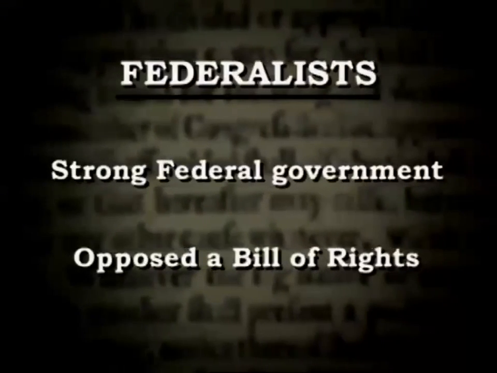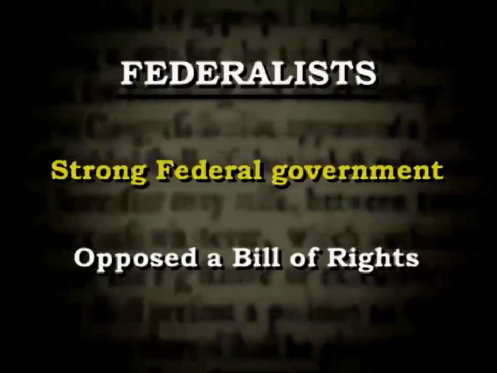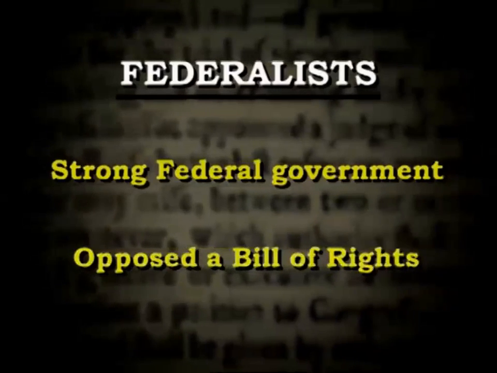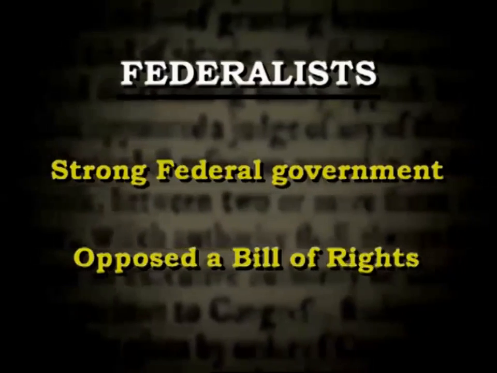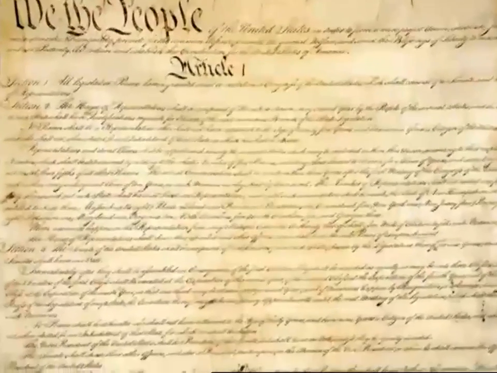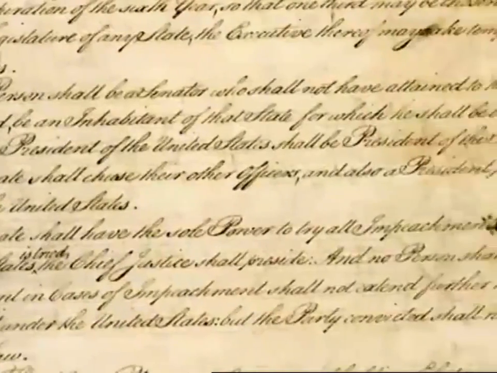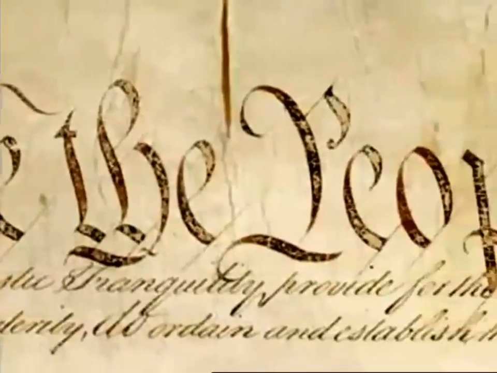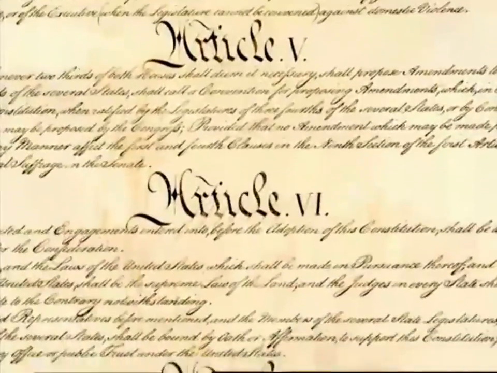The Federalists believed that an energetic federal government was needed to protect the nation and ensure its prosperity. They opposed the inclusion of a Bill of Rights, fearing that it might be interpreted as the only rights people had. As the states debated whether to ratify the Constitution, it became clear that without a Bill of Rights, it would not be accepted. The Federalists conceded the point and agreed to recommend a list of rights that would eventually become the first 10 amendments of the Constitution.